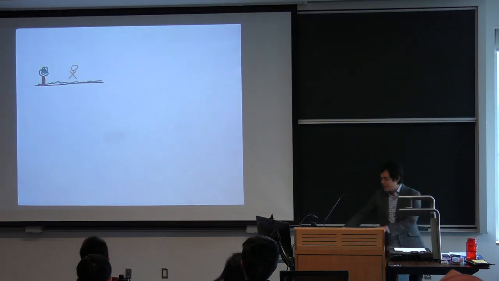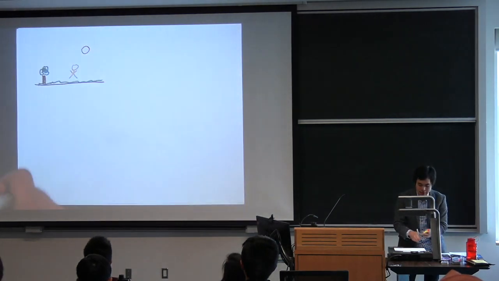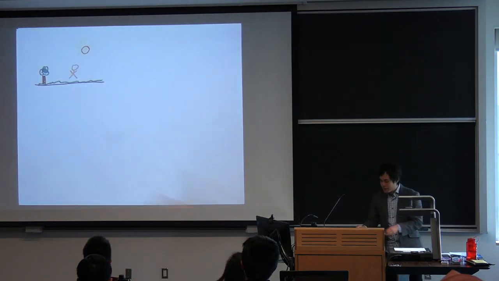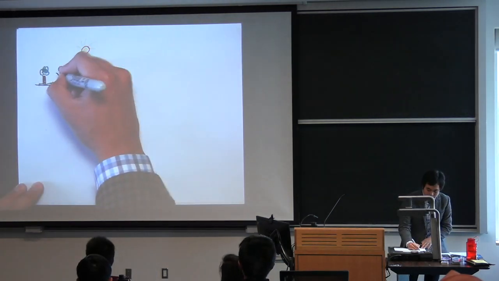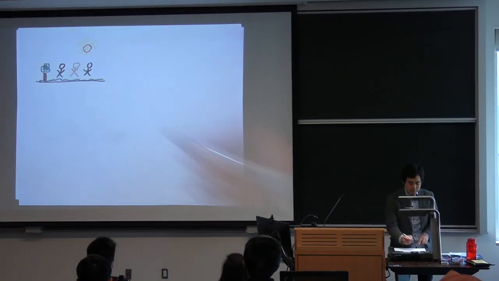If it happens to be bright and sunny, so let's put the sun out there, then I'm probably happy, because if it's sunny, I can probably convince my friends to come out and join me on a picnic in the park, or playing frisbee, or whatever. So I have friends, and that makes me happy.